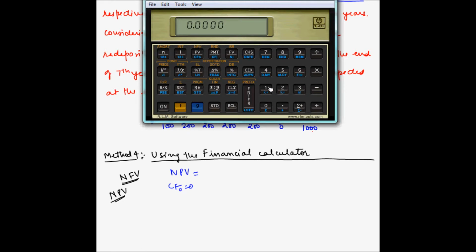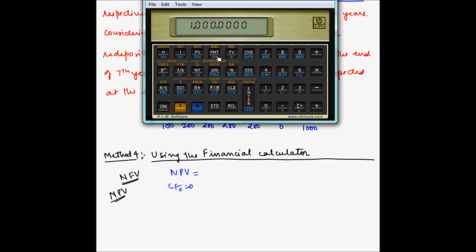Next is 100, and then this is CFJ. Next is 200, this is again CFJ. 200, which is again CFJ. 200 again, this is CFJ. 200 again, this is CFJ. 0, again CFJ, and 1000, which is also CFJ.